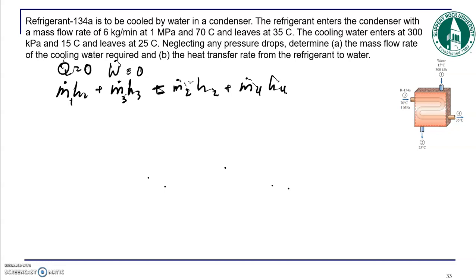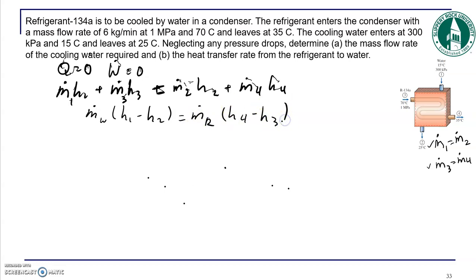But if you look at your system, you can see that the water is coming in, water going out. So from the system, you can say that m dot 1 is equal to m dot 2, and m dot 3 is also equal to m dot 4, because this is for R134A and this is for water, so they have the same rate coming in and going out, right? So we have this basically system. So if you substitute into your equation, you can get m dot water (h1 minus h2) is equal to m dot R134A (h4 minus h3), right? So that's one equation, and we have this conservation of energy, right?